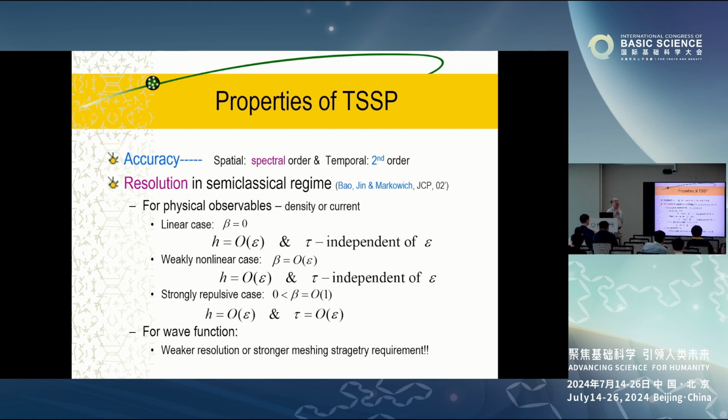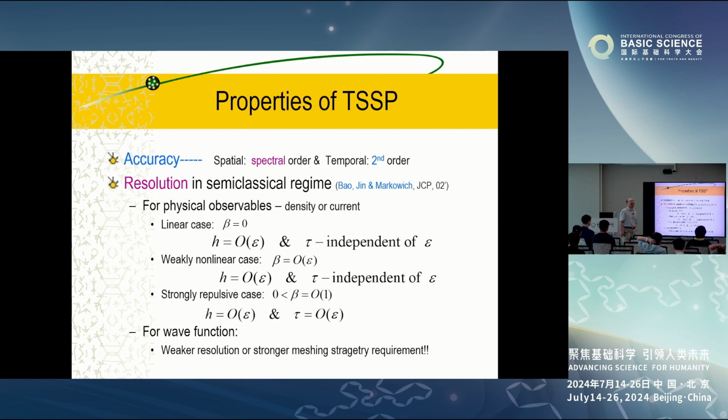So in most cases this relation is preserved. Of course, for fixed epsilon, the scheme is spectral accuracy in space and second order in time. We can do higher order too. And we find that for the physical observables, in order to compute the density rho or J accurately, interestingly, for the linear case, for beta equals 0, you need to request the mesh size h to be of order epsilon. The time step tau can be chosen independent of epsilon.